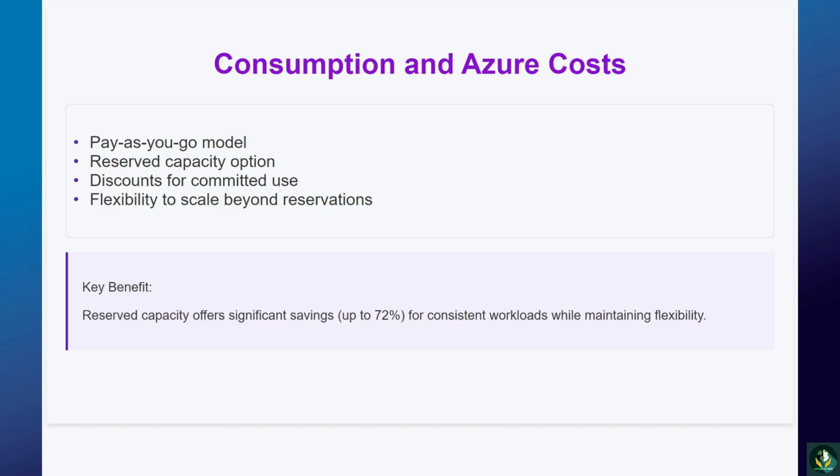One of the most powerful aspects of this model is its hybrid nature. While you benefit from the discounts on your reserved capacity, you're not locked into that limit. If you experience a sudden surge in demand that exceeds your reservation, Azure's pay-as-you-go model seamlessly kicks in. You'll simply pay for the additional resources beyond your reservation at the standard rate. This hybrid approach offers the best of both worlds.